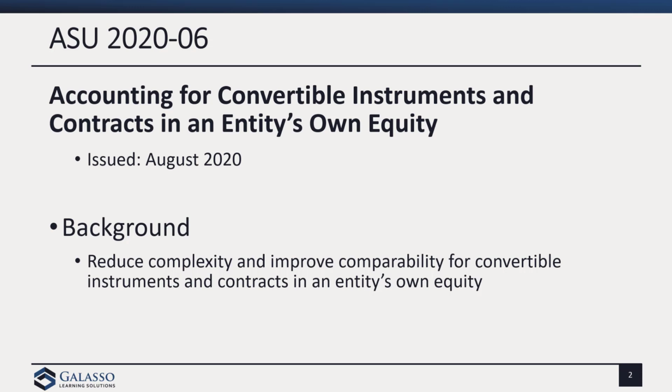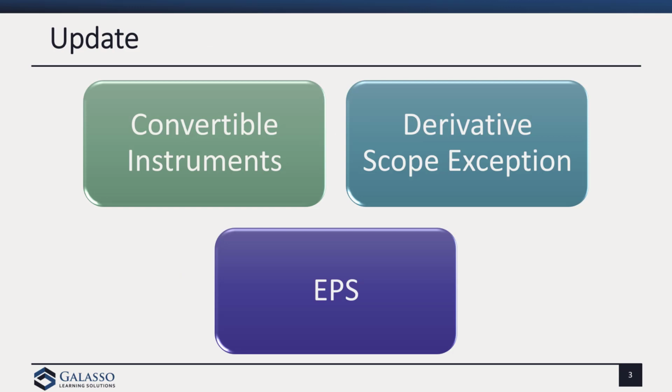And so their goal was to make things a little bit easier and make sure that the outcome of the accounting was consistent with the actual transaction. And so similarly designed transactions should end up with similar outcomes from a financial reporting perspective. So the standard really looks at three key areas: convertible instruments, derivative scope exception, and earnings per share.